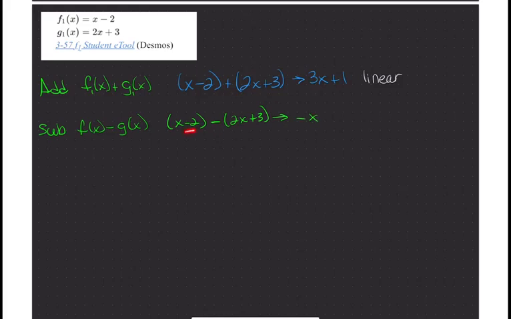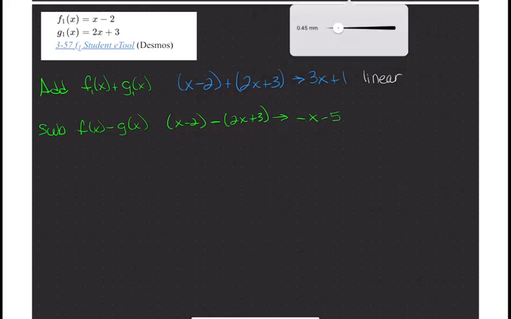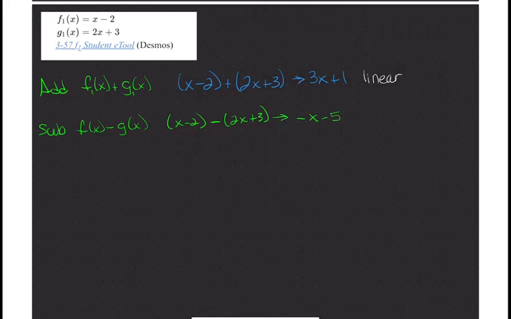And then negative 2 minus 3 is negative 5. So again, we are going to get a linear function. It's going to cross the y-axis at negative 1, and it's going to have a slope of negative 1. So when we subtracted, it ended up changing our slope to a negative on this problem.